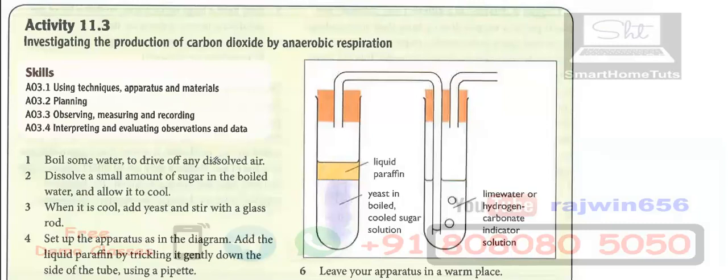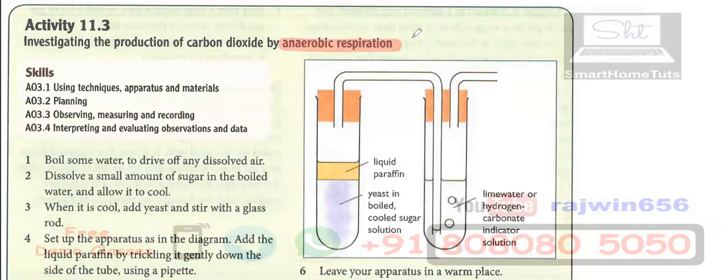Okay, we are starting with the discussion of this experiment. This is activity 11.3, investigating the production of carbon dioxide by anaerobic respiration. Now, before we go through this experiment, I want you to give me the meaning of anaerobic respiration. What is the meaning of anaerobic respiration?